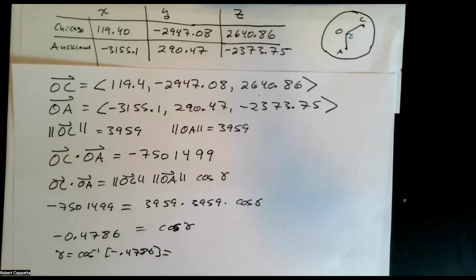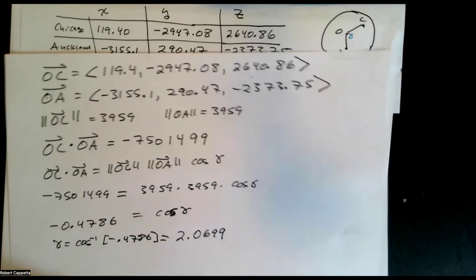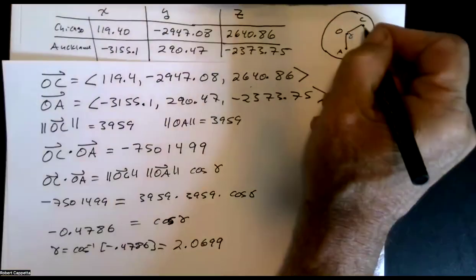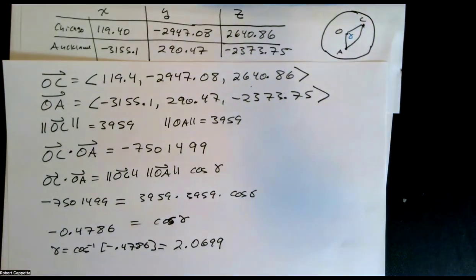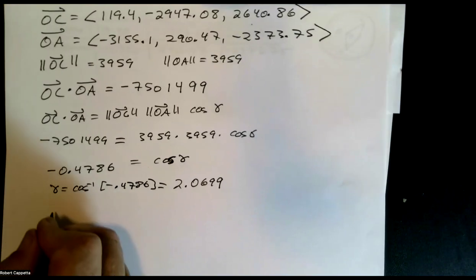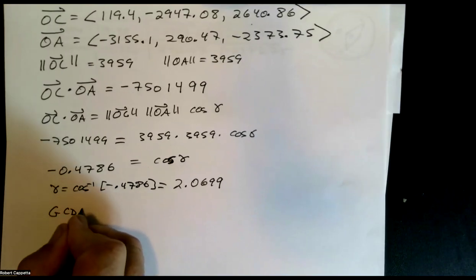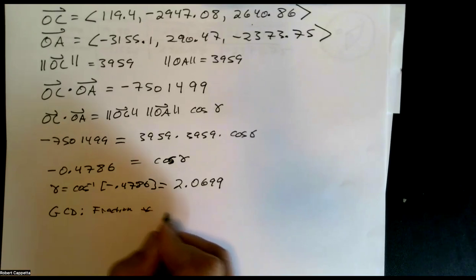And what does that give me? In the world of radians, 2.0699. And then how do we go ahead and finish this problem? We're looking for that great circle distance. So that is a fraction of the circumference. The great circle has the same circumference as the equator or north to south pole. So the great circle distance, which will be the distance on the surface of the Earth, will be the fraction of the great circle times the circumference.